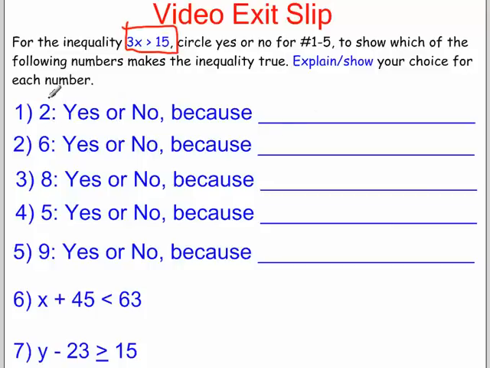So for example, your because for this one, let's see, 3 times 2 is greater than 15. So that says 6 is greater than 15. That is no. That's no. Okay, false.